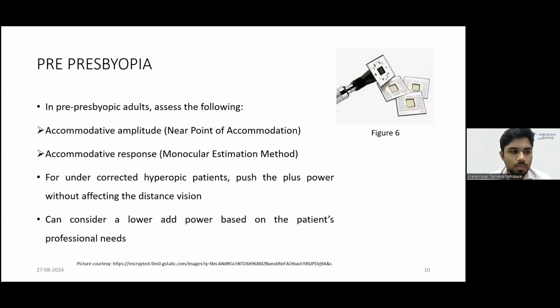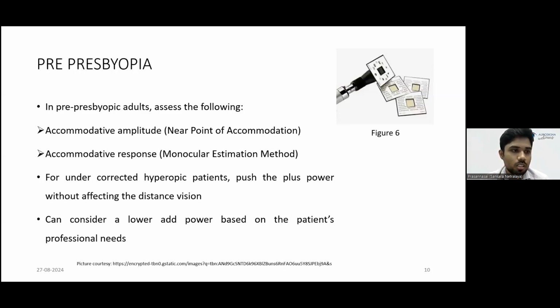For correction, if the patient is undercorrected at distance and is hyperopic, we can push the plus power as much as possible without affecting the distance vision, so that the patient will be comfortable for near also. But if the patient has a lower amount of hyperopia at distance, and even after pushing the plus power the patient is not comfortable for near, it's better to consider a lower add based on the patient's professional needs.